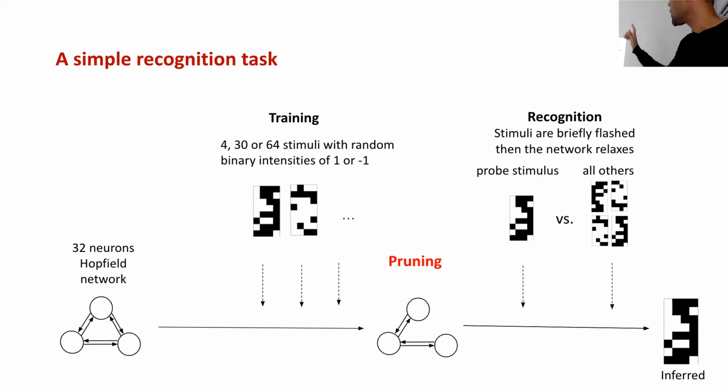Here, I will just define the metric of accuracy that I use for all the graphs later. It's just the proportion of correct inferences that the network will be able to make. Every time the network recognizes the correct stimulus that was used during training, the prompt stimulus, versus the other, it's a correct choice. Otherwise, it's an incorrect choice. And that will be affected by the memory load, the number of stimulus, and by the sparsity of the network.